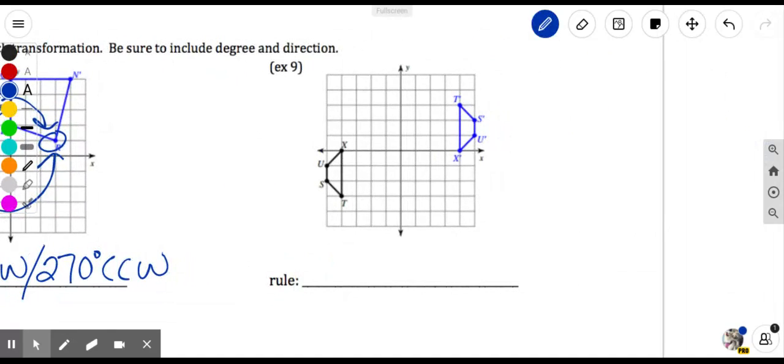And then the last one, notice everything moved 2 quadrants. So from here to here, all of them. And so that's 180. And you can say clockwise if you want, or you can say counterclockwise, or you can just say 180 if it's 180 because it's the same both directions.